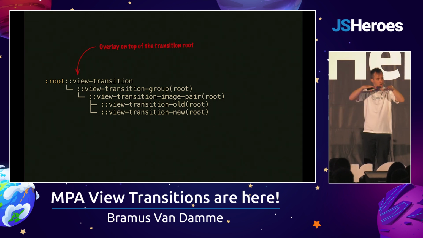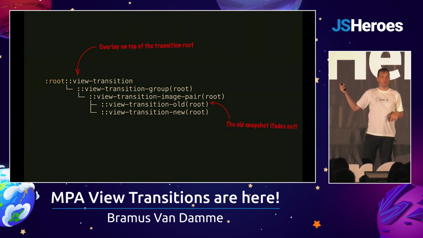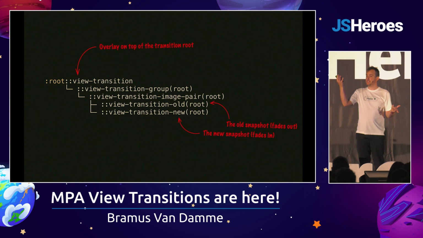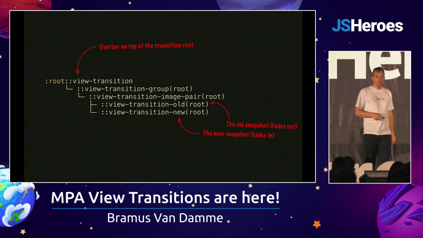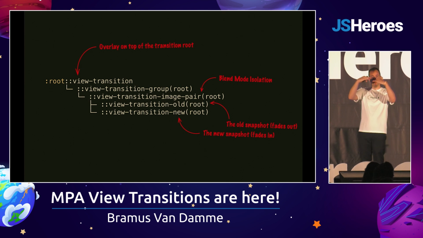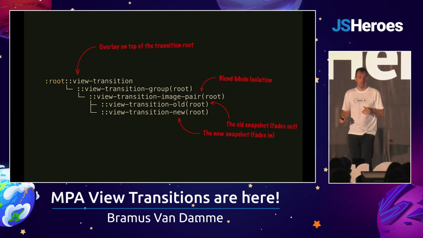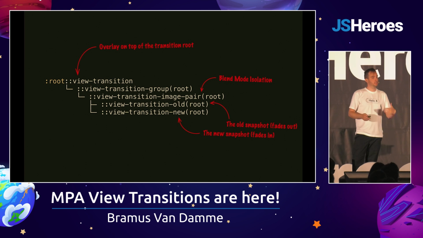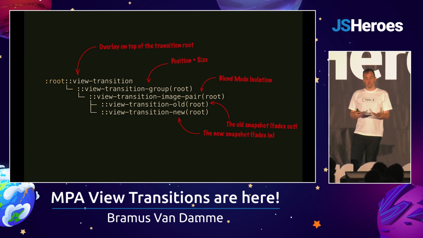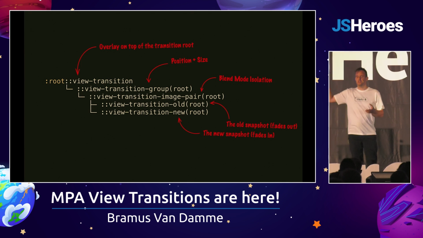Well, that layer goes on top of that. We recognize two ones here, namely the old snapshot and the new snapshot. So the old one fades out, the new one fades in, happens simultaneously. Then we also have an image pair to isolate the blend mode, because if you do some blending, then layers underneath can also participate. We don't want that to happen, so we only want to blend these two layers, the new and the old ones. And then the group, that one is responsible for positioning and sizing, but more on that later. Just ignore it for now.